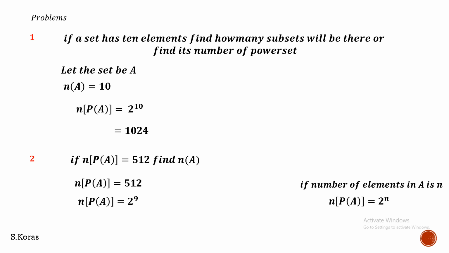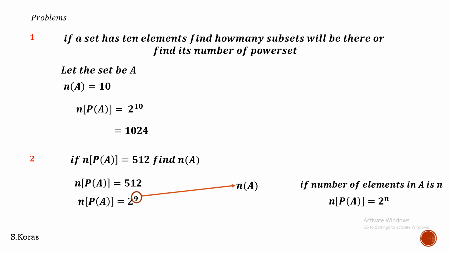You know very well this n is nothing but the number of elements in the parent set. If the number of elements in A is n, then n(P(A)) is equal to 2^n. Here we have n(P(A)) as 2^9. So this 9 is nothing but the number of elements in the set A. So this n is the important one, that is the number 9. That gives us the n(A) value.